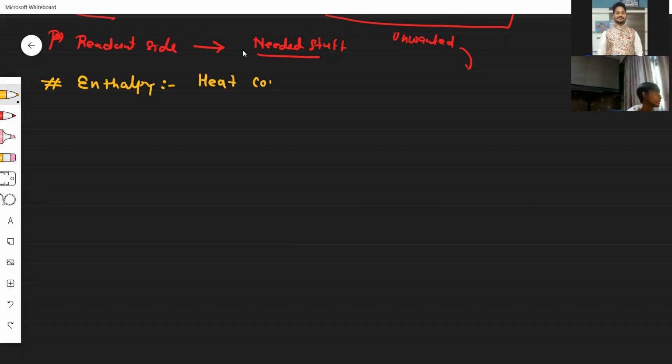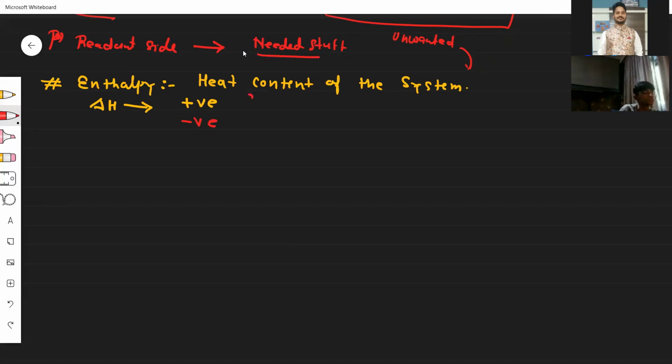Enthalpy change is heat change, the heat content of the system. Whatever amount of heat is present in a system is called enthalpy. A change in enthalpy is denoted by delta H. Change in enthalpy can be positive or negative. If it is positive, we call it an endothermic reaction. Negative is exothermic.